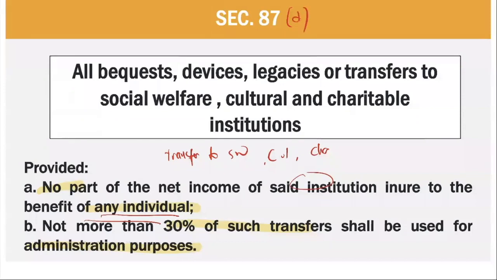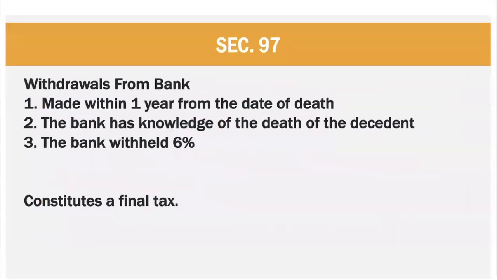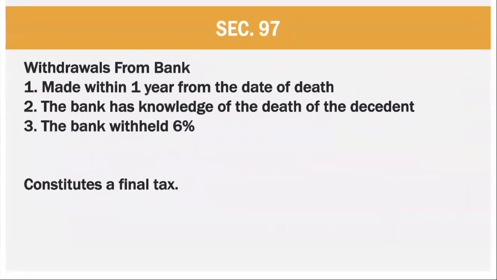We have your exclusions from section 85, which we have already discussed, the capital of surviving spouse. Section 86, Section 104 pertains to your non-resident alien. And then we have Section 87, which are your different transfers, merger, transmission fiduciary to fideicommissary, transmission according to the will, and transmission to your social welfare, cultural, and charitable institution. Another, we have your Section 97, withdrawals from bank.